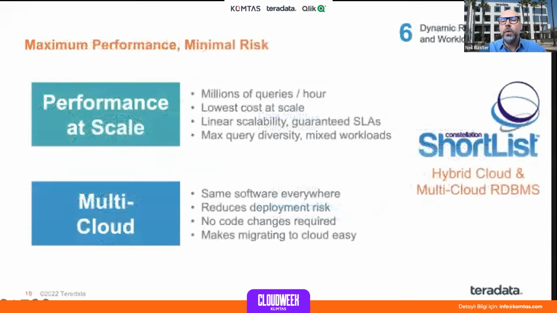And finally, we really want to emphasize that you have to have the performance at scale with minimum risk and minimum cost. Something Teradata has always done, back to that history of Teradata, is offer linear scalability, guaranteed SLAs, and the ability to support mixed workloads of both tactical and strategic queries. And we do this now on multi-cloud because we're able to deploy the same software everywhere. So it's really key that when you're looking at any solution, as you grow that solution, you don't find that your costs suddenly tick up.